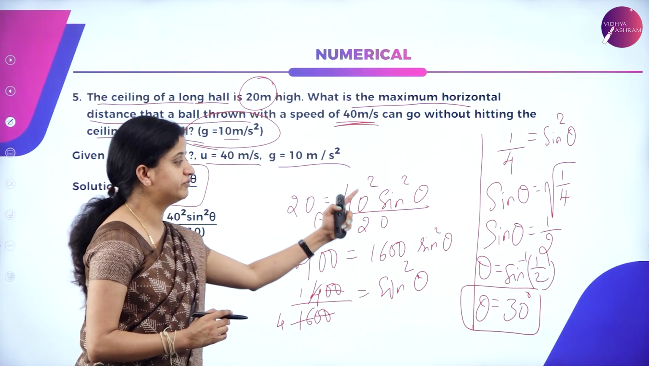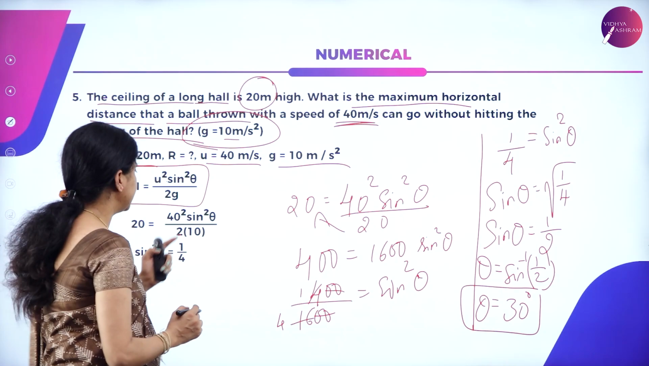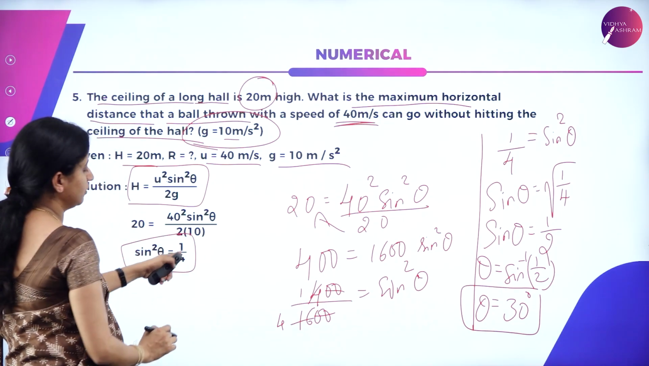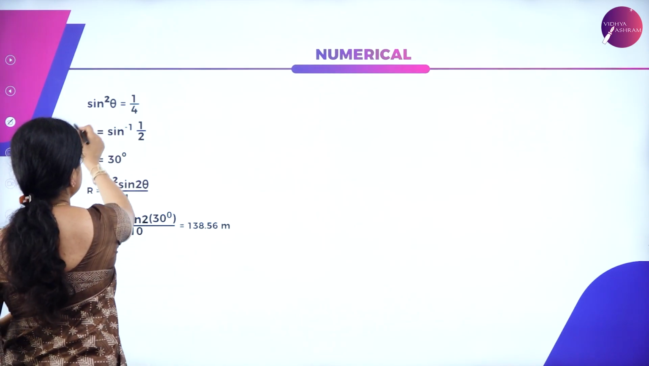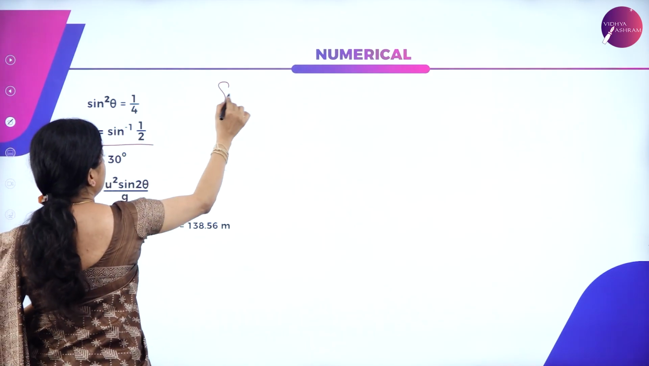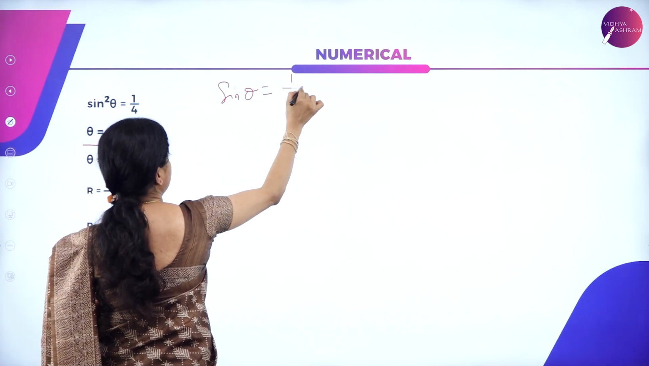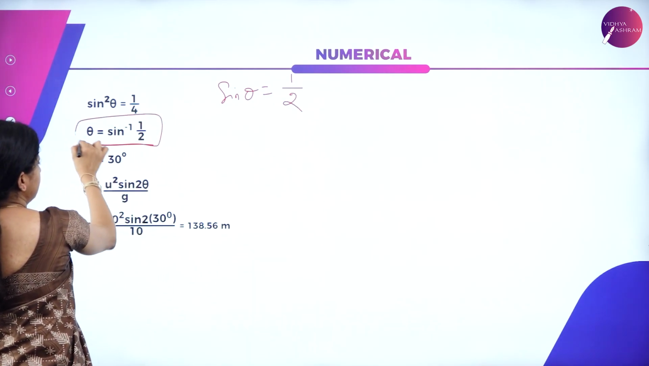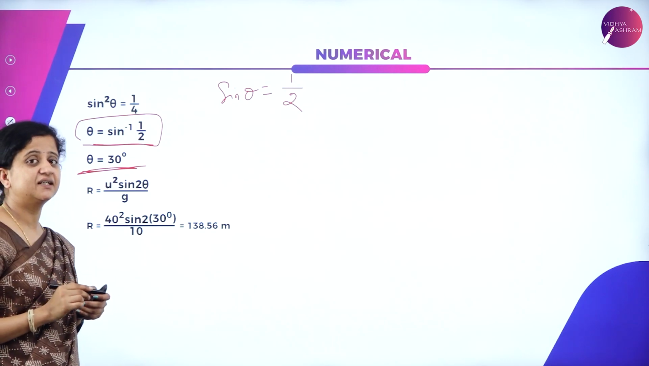This is how you have to make use of the given data in finding the answer. So here sine square theta is equal to 1 by 4 and sine theta is equal to root of 1 by 4, that is 1 divided by 2. So theta is equal to sine inverse of 1 by 2, theta equals 30 degree.